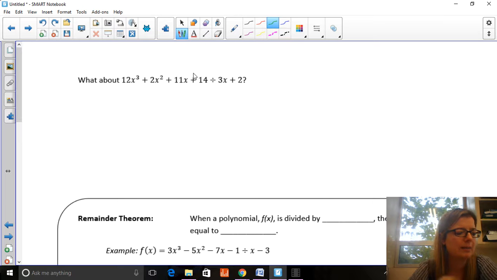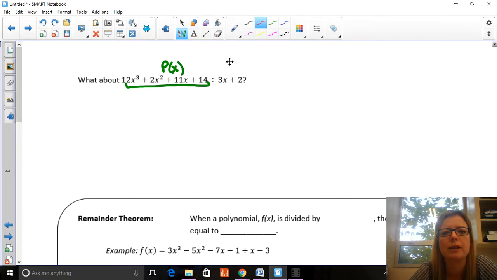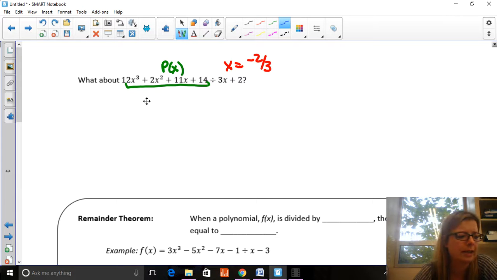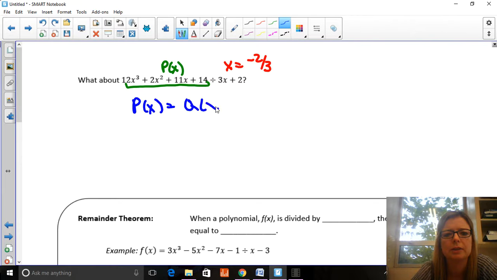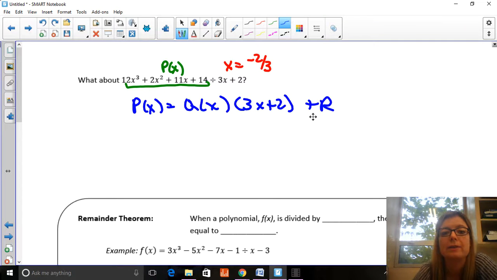Well, again, if we let p at x be equal to this, okay, so let's let this be p at x. Okay, and then we're going to put x equals minus 2/3 in and see what happens. Okay, so we get p at x equals our quotient times 3x plus 2, and then plus the remainder. So remember, that's just a way of writing the solution.